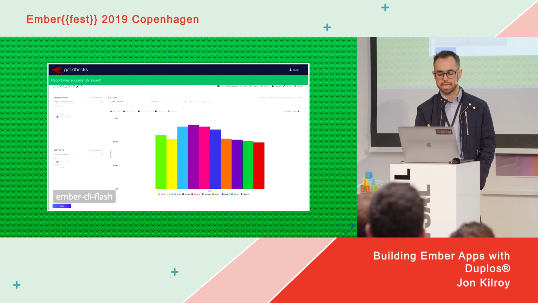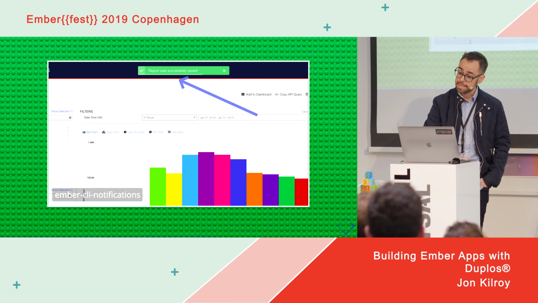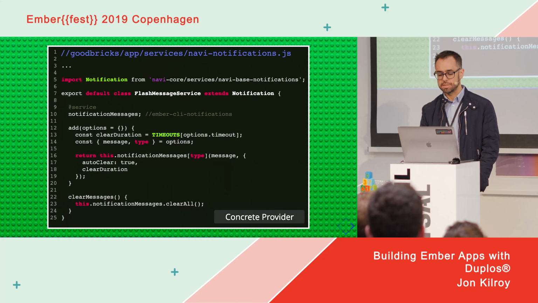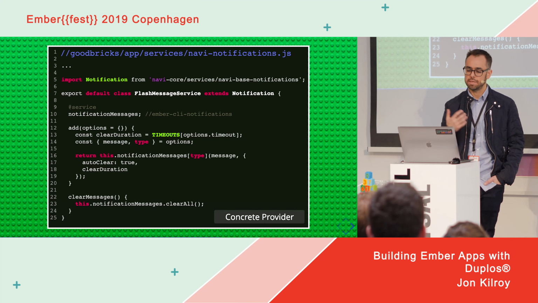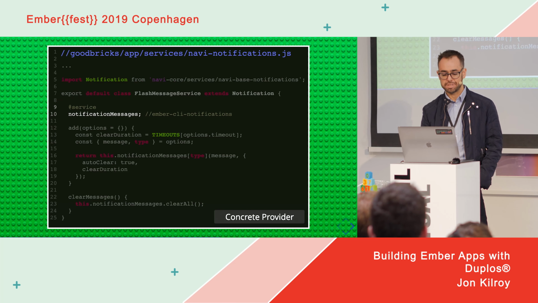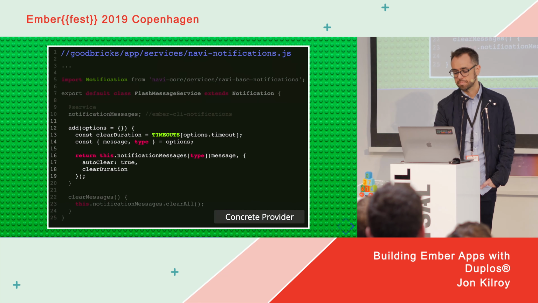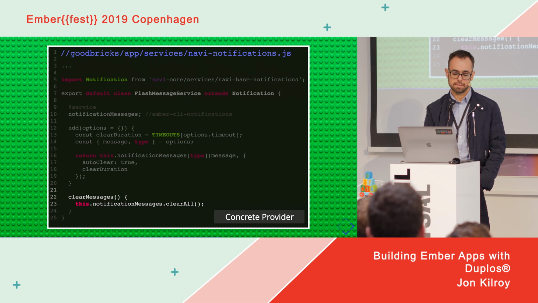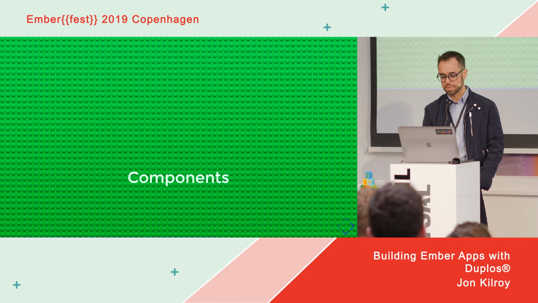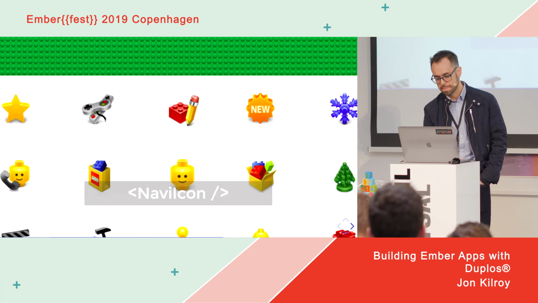So we can pull things like Ember CLI Flash, as seen here, or Ember CLI notifications. So let's do that. We're going to implement our Flash notification service. We're going to extend that base one, and we're going to simply inject Ember CLI notifications, the one that's doing all the heavy lifting. And then we're just going to simply normalize the interface. So we do that for the add method and the clear messages. And we can do this not only for services, but we can do this for components as well.